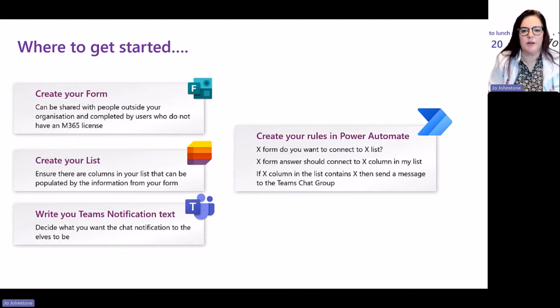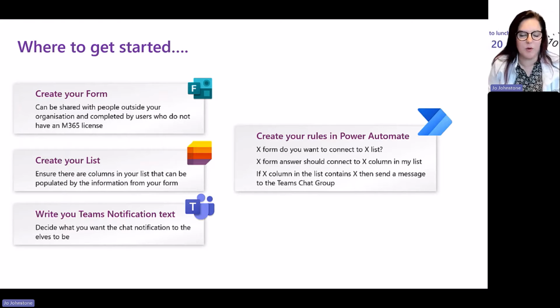But when we were thinking about that, we had to think about what the flow would look like. So we're not necessarily thinking about the tech, we're thinking about how we want that flow to happen. So the first thing I needed was a form. So I created a form for my letter to Santa. Then I needed to create a list, and I needed the list to have categories in there that I could pull the information from the form and put in the right category in the list.